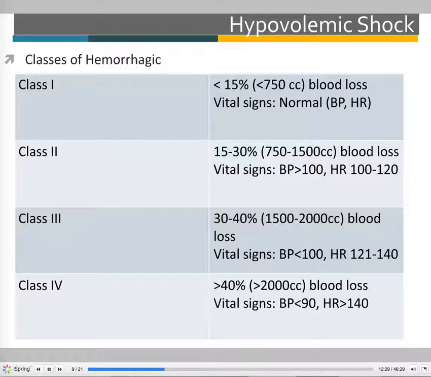Just to backtrack about the blood pressure in terms of class 2, it's the diastolic pressure that goes up. The systolic begins to drop, but the diastolic increases. So when you see the class 2 and the blood pressure being above 100, we're talking about the diastolic there.